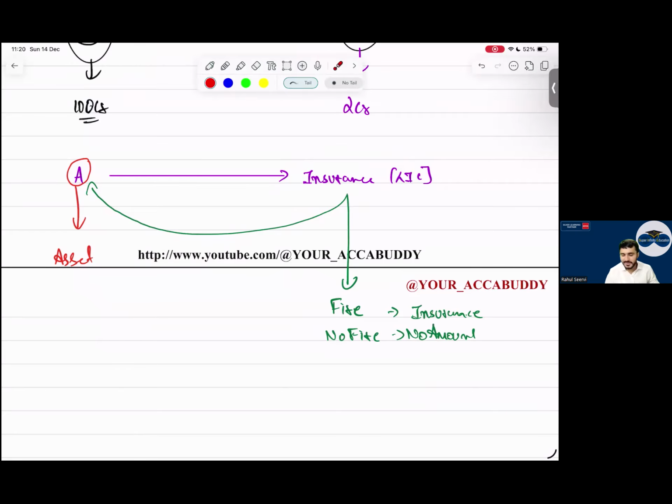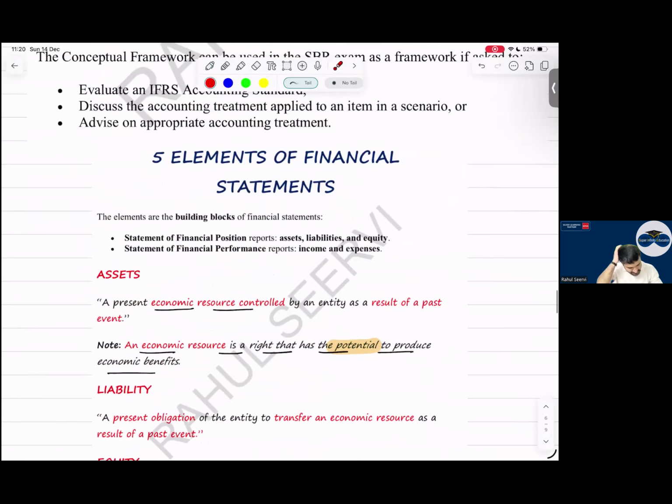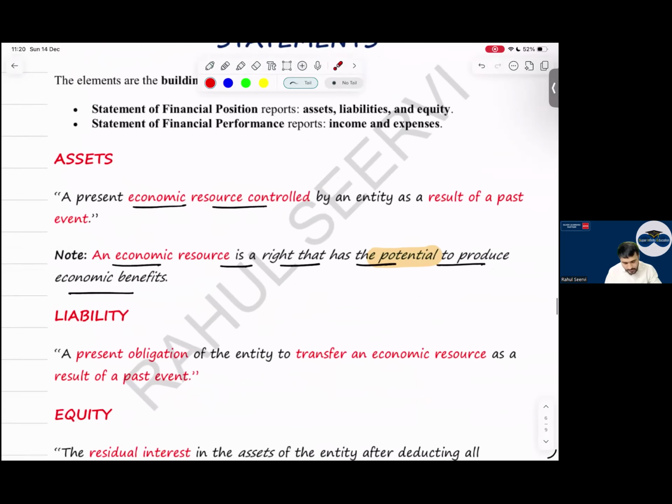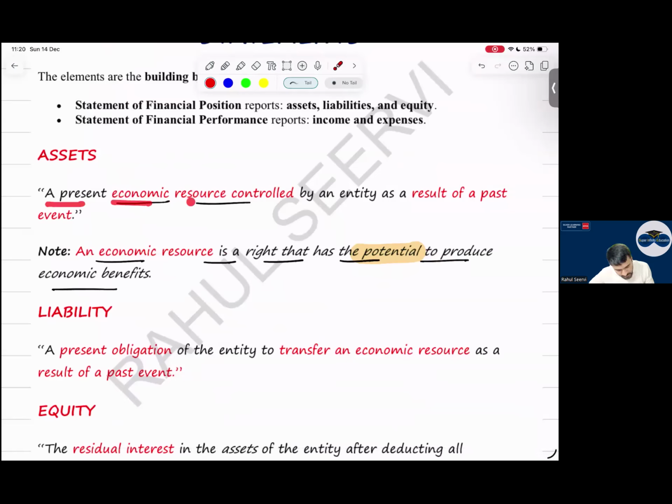Now let's come back to the game. What is the most important point? A present economic resource controlled by an entity as a result of past event. Sir, as a result of past event is clear. Sir, control is clear. Sir, economic resource. An economic resource is a right that has the potential to produce economic benefit.